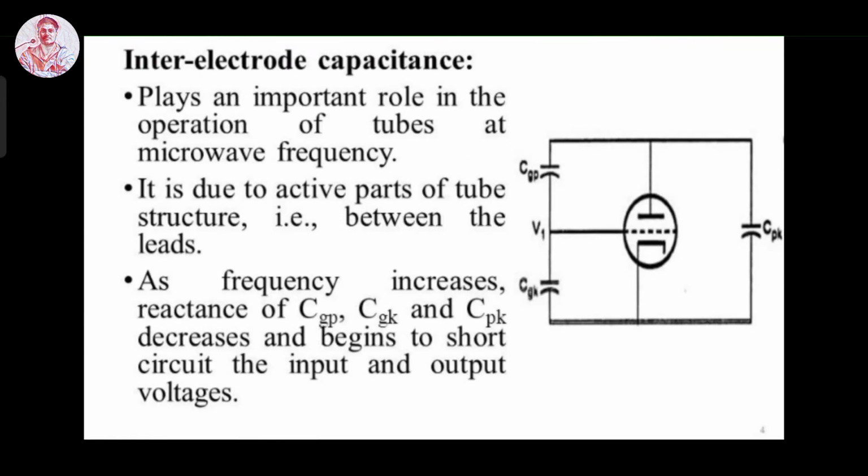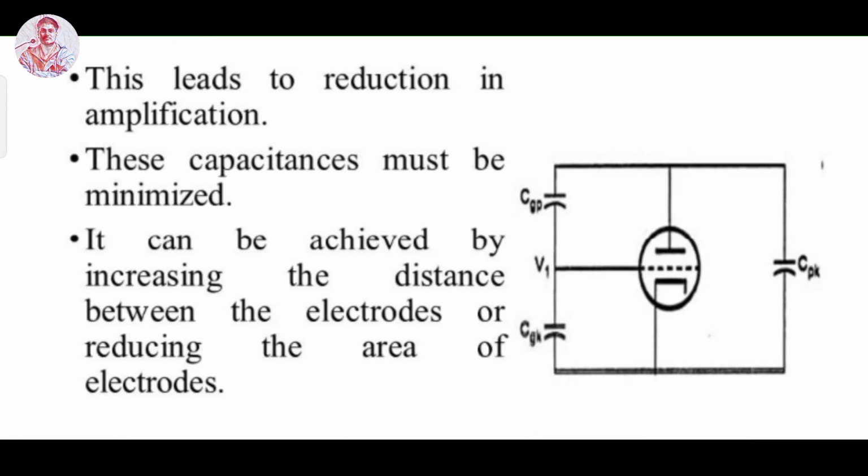First we have interelectrode capacitance. It plays an important role in the operation of tubes at microwave frequency. It is due to active parts of the tube structure between the leads. As frequency increases, the reactances of CGP, CGK and CPK decrease and begin to short circuit the input and output voltages. This leads to reduction in amplification. These capacitances must be minimized. It can be achieved by increasing the distance between the electrodes or reducing the area of the electrodes.